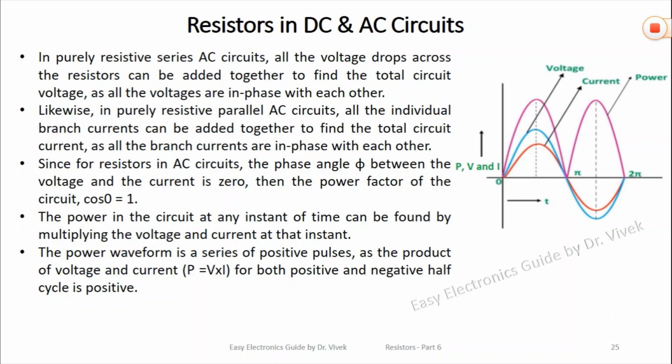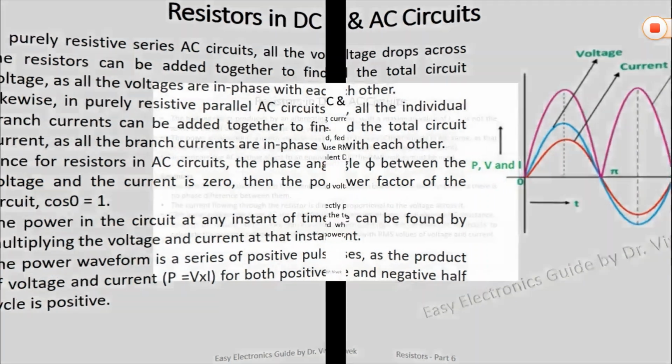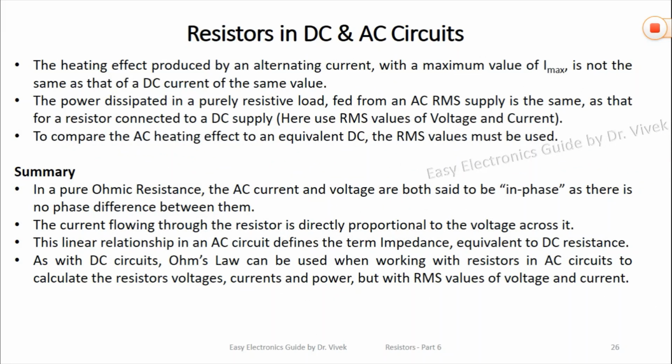The power in the circuit at any instant of time can be found by multiplying the voltage and current at that instant. The power waveform is a series of positive pulses. The power dissipated in a purely resistive load fed from an AC RMS supply is the same as that for a resistor connected to a DC supply.